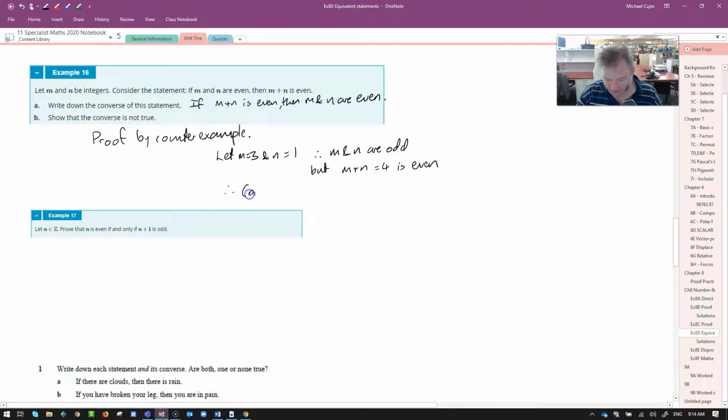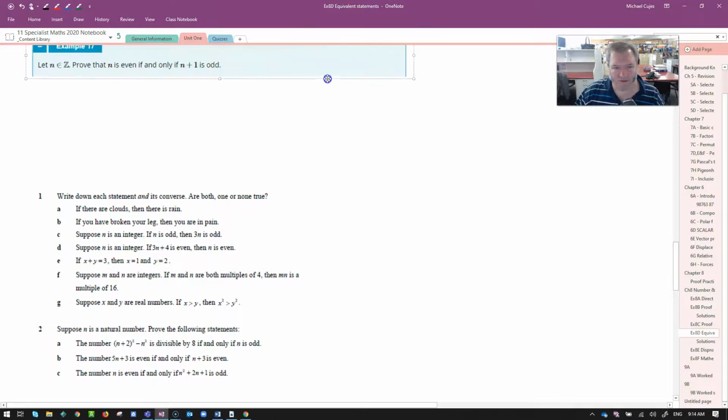Therefore, the converse is false or not true. They use not true, so I'm going to use the same. Pretty easy, that one, isn't it? So if M and N are even, the sum is definitely even. That's true. If M plus N is even, it doesn't follow that they have to be M and N individually even. They could both be odd and it would work.